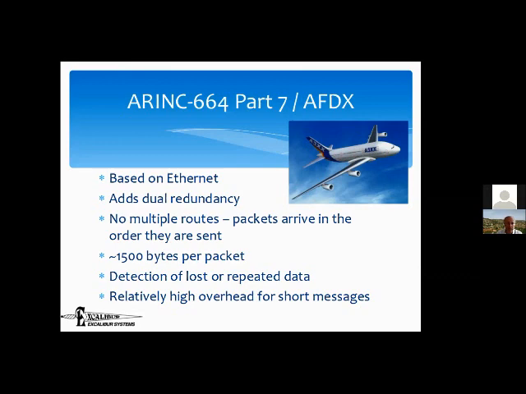On the downside, there's high overhead, right? Ethernet has a 42-byte packet header for the data. If you only have 2 bytes of data, you have 42 bytes of overhead and 2 bytes of actual data, which is not that efficient. So AFDX will be most useful for large amounts of data. And in fact, that's pretty much the way it's used.